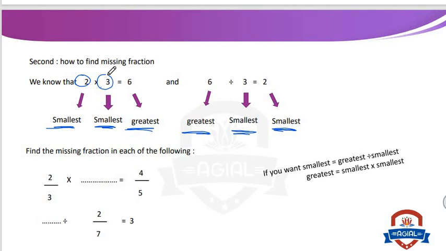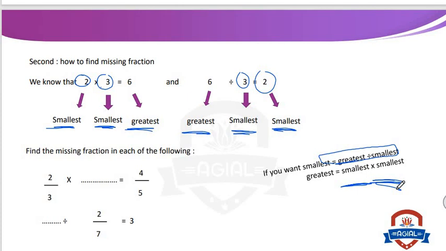If you want the smallest number 2, 6 divided by 3 equals 2. So, if you want the smallest number in multiplication or division, the smallest equals the greatest divided by the other smallest. If you want the greatest number, you multiply the smallest by the smallest.